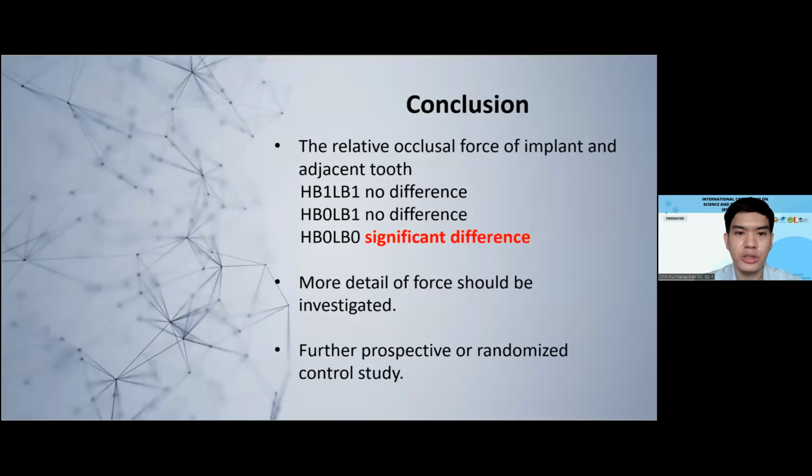So in conclusion, the relative occlusal force of implants and adjacent tooth in the first two groups, HB1, LB1, and HB0 and LB1, there's no difference, but HB0 and LB0, which has no touch in light bite and heavy bite, has significantly different relative occlusal force, and more detail of force per timing should be investigated, and further prospective or randomized control study should be conducted.